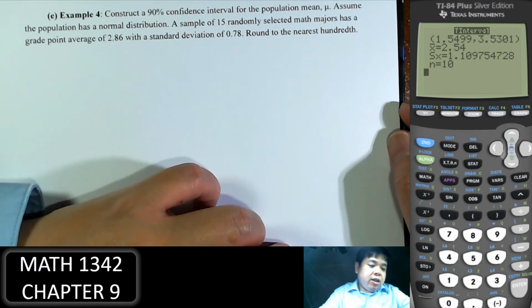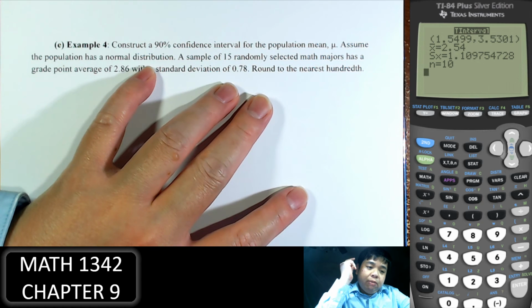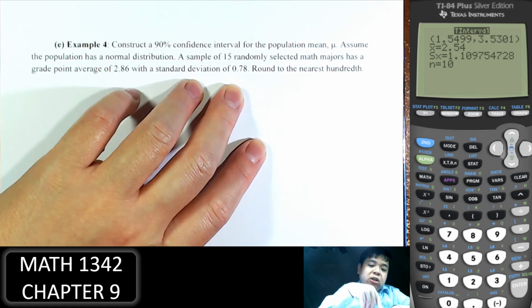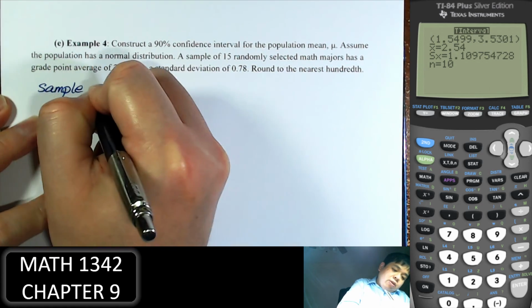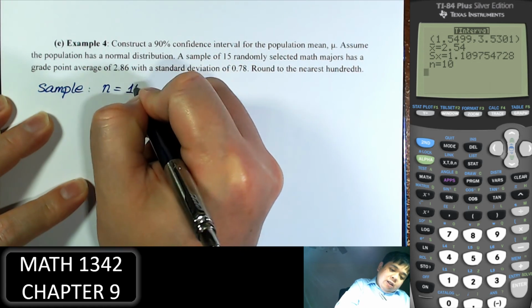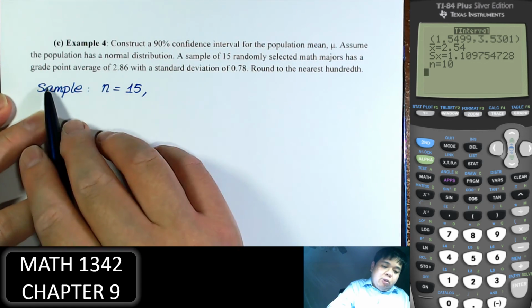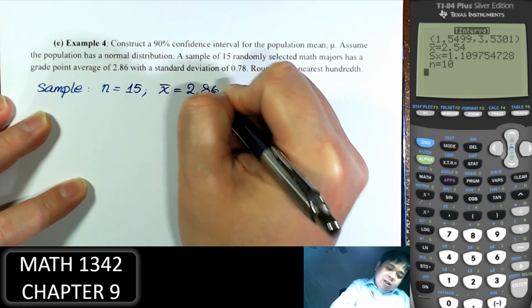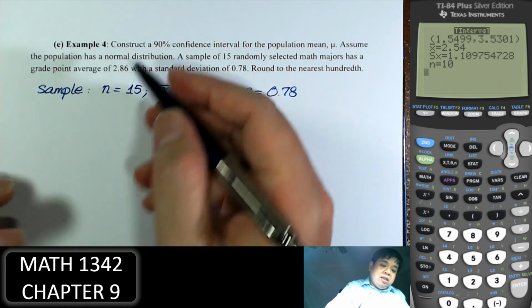Next, construct a confidence interval for the population mean. Assume that the population has a normal distribution. A sample of 15 randomly selected mass measures has a point average and standard deviation. So in this case we are given the summary for the sample. n is equal to 15 and the sample has a point average of 2.86. So the mean is 2.86. Standard deviation for that sample is 0.78. Right, and with that we want a 90% confidence interval.